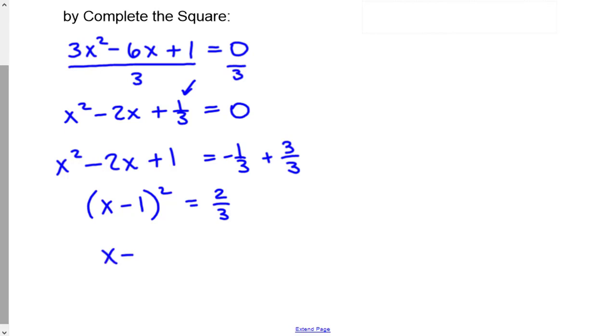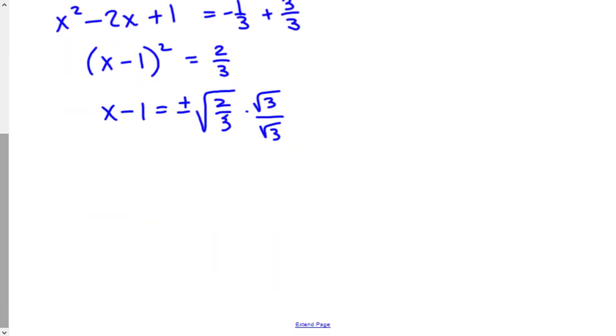And when I take the square root of both sides, the only issue is when I take the square root of that fraction, I've got a square root in the denominator. I need to rationalize that. So I multiply top and bottom by the square root of 3 to rationalize it. So x minus 1 equals the plus or minus square root of 6 over 3, or x equals 1 plus or minus root 6 over 3.